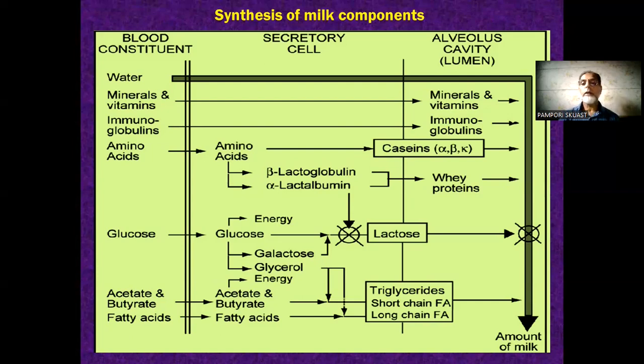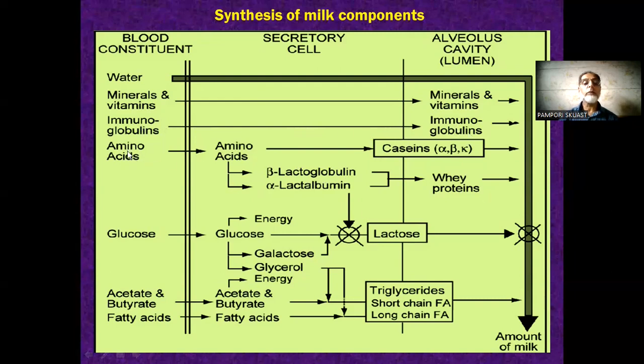Similarly, minerals and vitamins will enter the basolateral membrane of the secretory cell and will pass into the alveolus, or into the milk, through the apical membrane directly. Even immunoglobulins, we have discussed, will take a route there, forming those vesicles. As such they will not be converted into anything, but will be taken as secretory endocytotic vesicles and then through exocytosis into the blood.